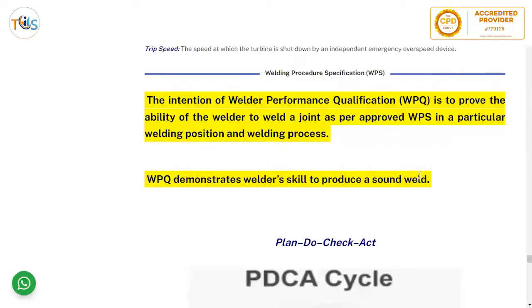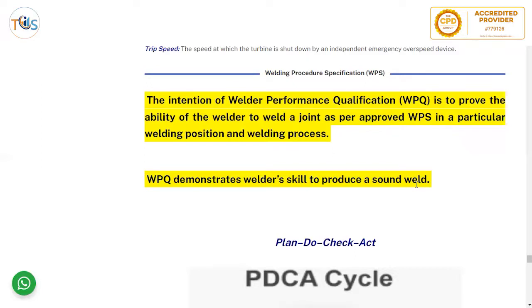Trip speed is the speed at which the turbine is shut down by an independent emergency overspeed device. We need this for emergency shutdown because if something is not right, it might damage the pump. So there should be a sensor. Most expensive pumps or turbines have a trip speed, where if temperature or pressure goes above a certain limit, or the pressure goes under a certain limit, it shuts down in order to avoid any damage.